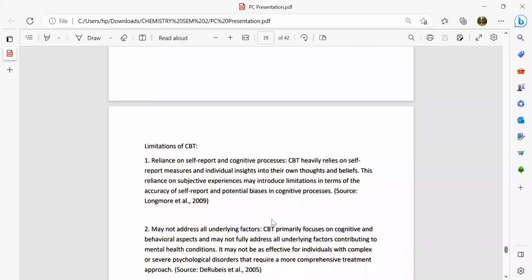Limitations of CBT. Like everything in this world, there is hardly anything that does not have its limitations. Everything that has advancements certainly has its limitations as well. So the limitation of CBT is reliance on self-report. CBT heavily relies on self-report measures and individual insights and beliefs.